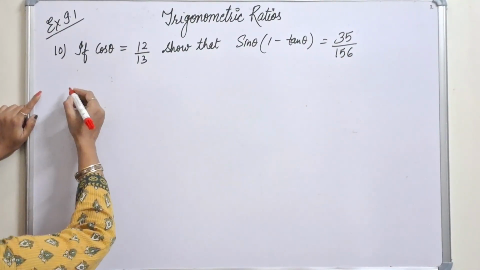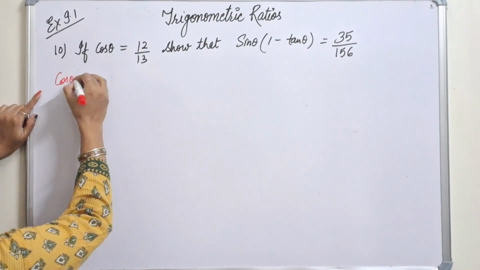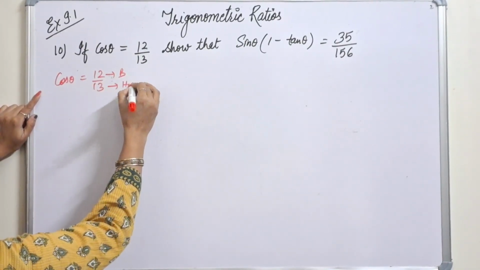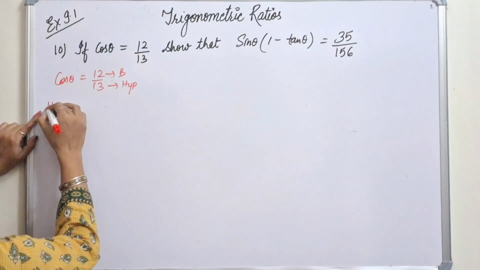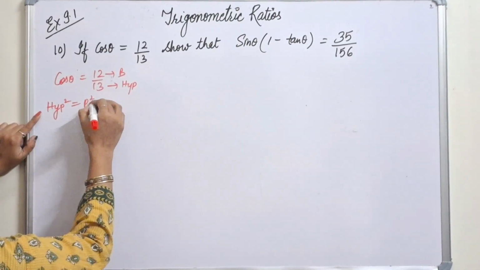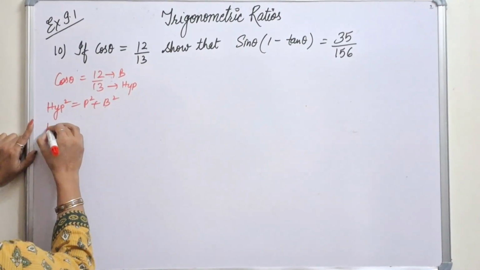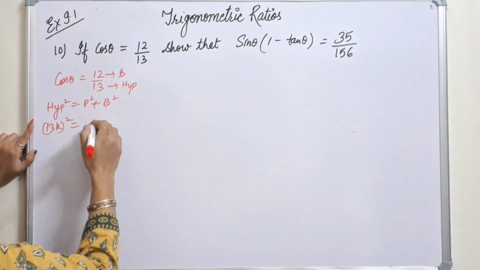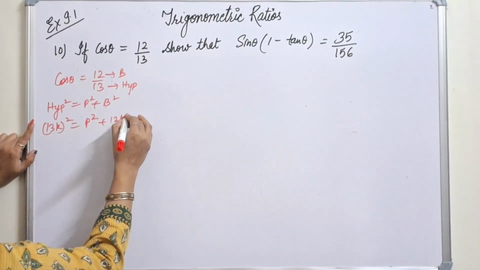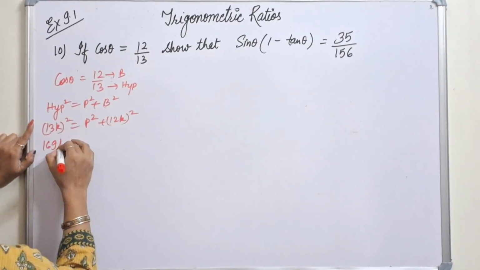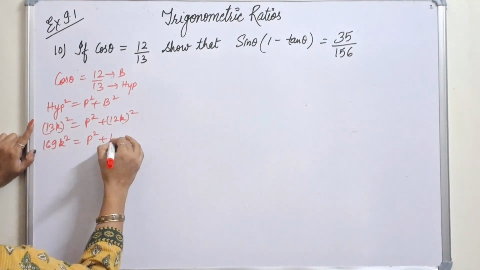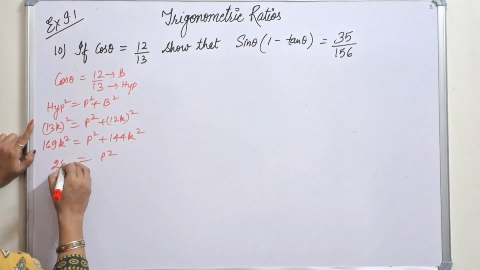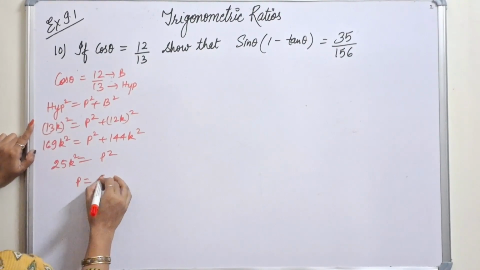Cos theta is 12 upon 13. So cos theta is equal to 12 upon 13. This is base and this is hypotenuse. We'll be finding hypotenuse square is equal to p square plus b square. 13k square is equal to p square plus 12k square. 169k square is p square plus 144k square. So we can directly write this as 25k square. So p will be 5k.